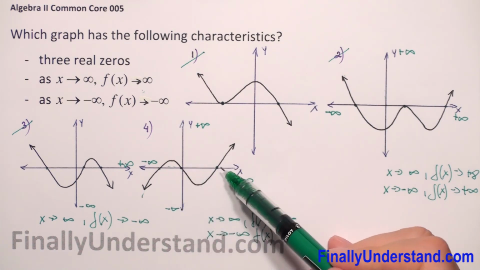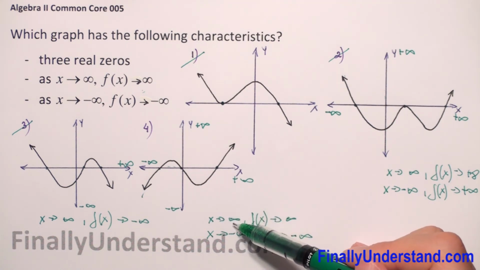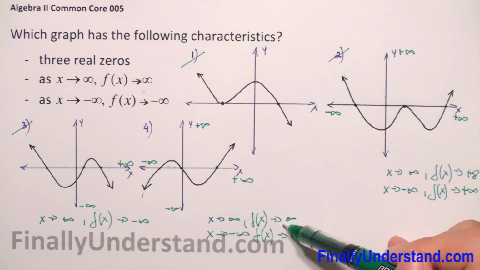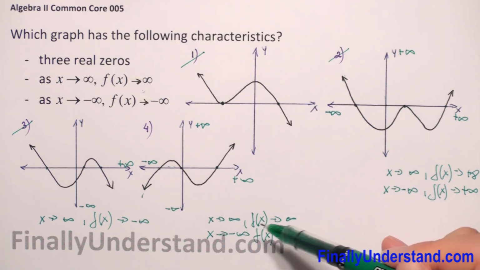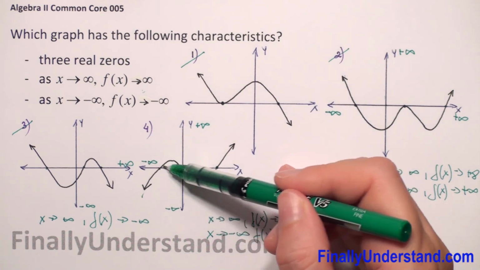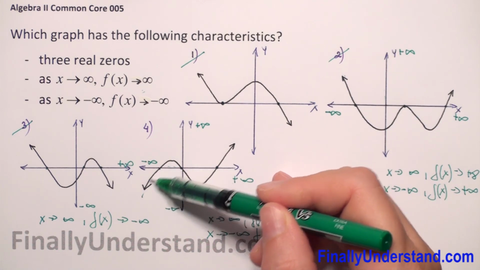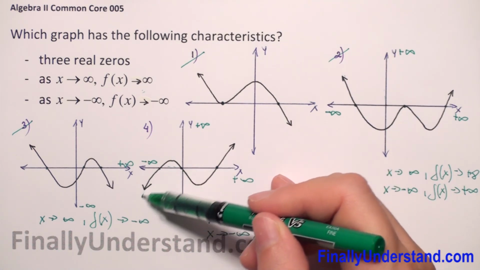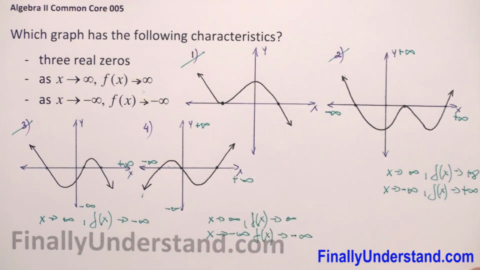We have 3 zeros. When x is going to positive infinity, the value of f of x is going to positive infinity. When x is going to negative infinity, we see that the values are going to negative infinity, going down. So the solution is the fourth graph.